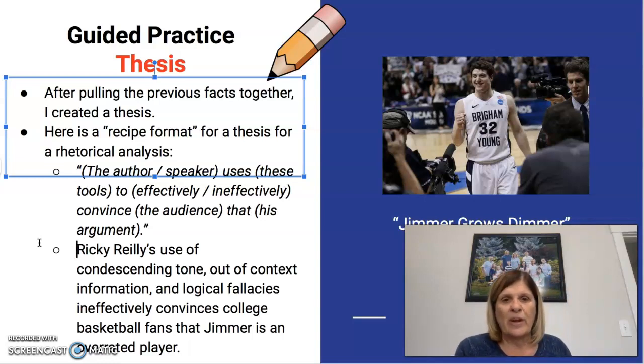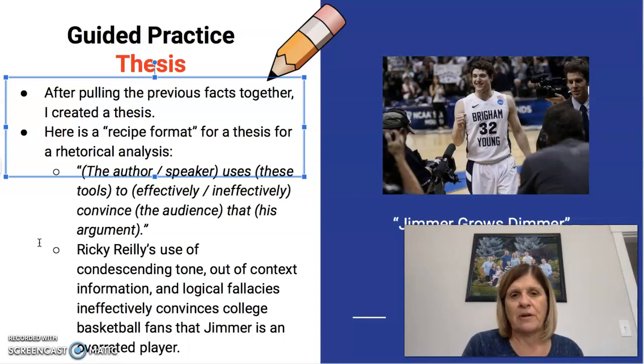So I said, Rick Reilly's use of condescending tone, out of context information, and logical fallacies ineffectively convinced college basketball fans that Jimmer is an overrated player. So I am putting my spin on it. But of course, I told what Reilly did to make the essay, in this case, not work. Remember, you can do something that doesn't work or what does work.